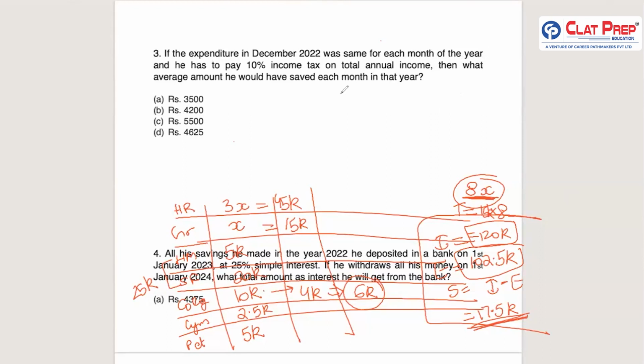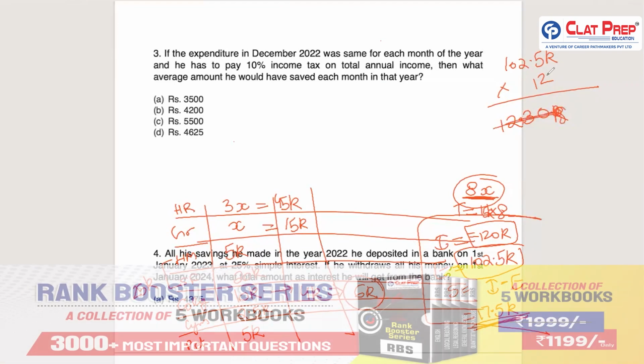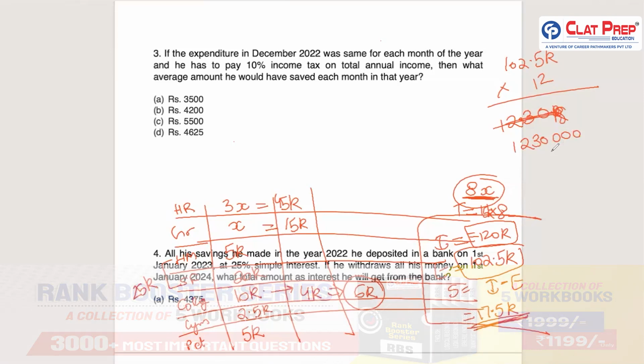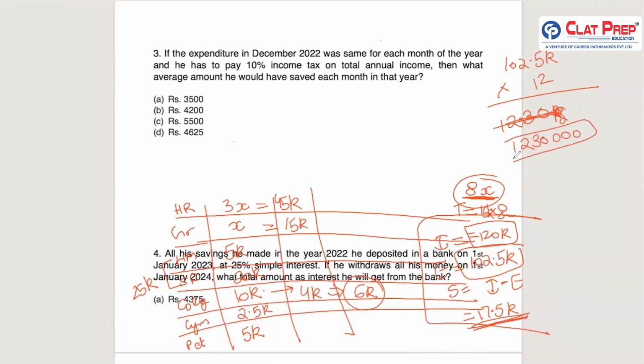ठीक है, तो पूरे साल का एक्सपेंडिचर कितना हो जाएगा? एक्सपेंडिचर एक मंथ का कितना है? 102.5K. पूरे साल का कितना हो जाएगा? 102.5 into 12. ये कितना हो गया? This is 1230. Okay, this is the expenditure for 12 months. ठीक है, ये आ गया 12 months का एक्सपेंडिचर.